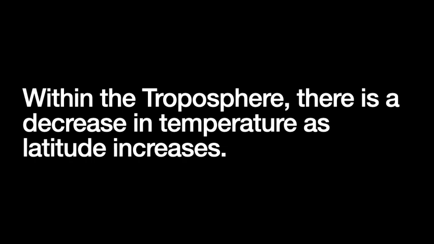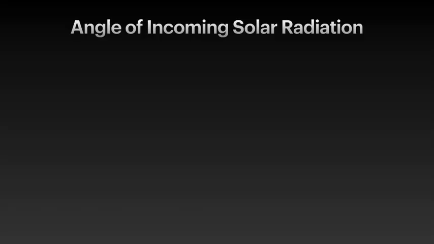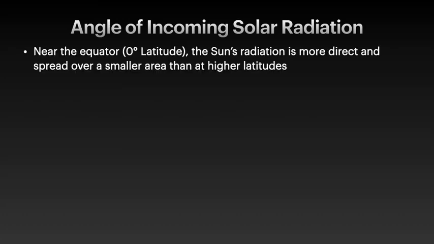Within the troposphere, there's a decrease in temperature as latitude increases. So as we go from 0 degrees to 90 degrees north, where the North Pole is, or 0 degrees to 90 degrees south, where the South Pole is, we notice that the temperature decreases as we increase the latitude. And that's because the angle of the incoming solar radiation is different as we move toward the poles. When we go near the equator at 0 degrees latitude, the sun's radiation is more direct, and it's spread over a smaller area than at the higher latitudes.